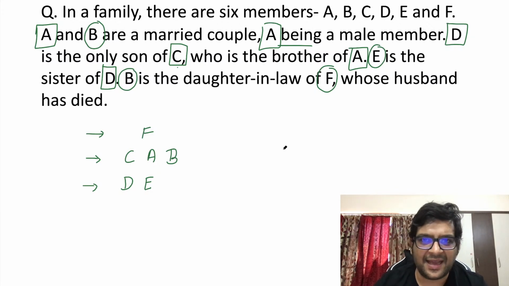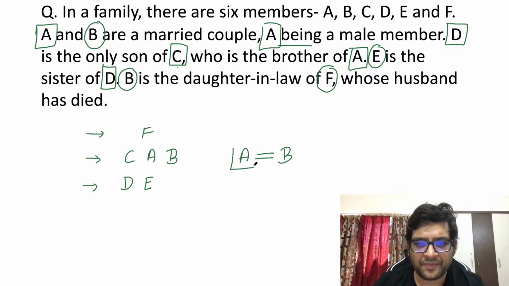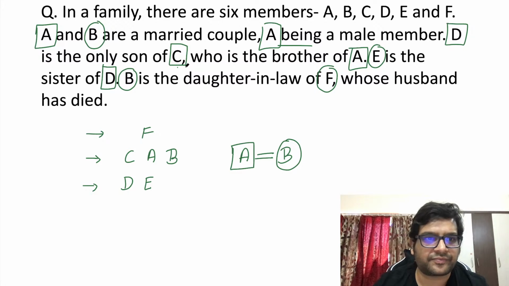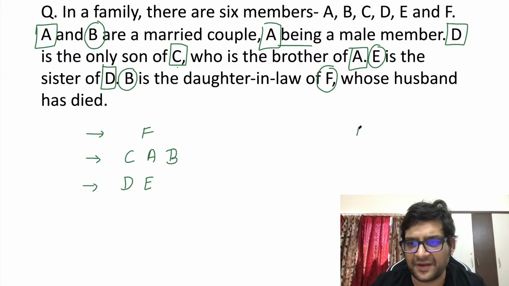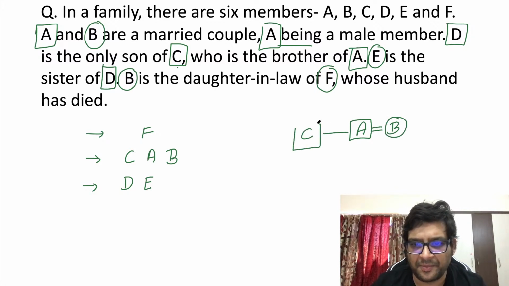So let's try that. A and B are a married couple where A is male. So middle generation, A and B, married couple, A is the male. Then D is the only son of C, who is the brother of A. So let me take some more space here. I have A and B. A is married to B. Then I have C, who is a male. C is married to someone, and then they have a son who is D.